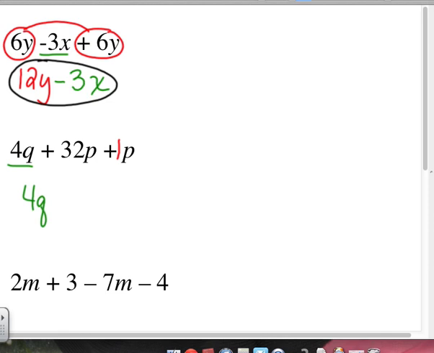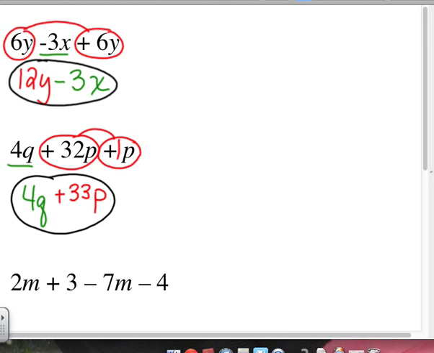Then I move on, and I see I've got a plus 32p and a plus 1 more p, and those guys are like terms. They can be combined. 32 plus 1 makes plus 33p. And p's and q's do not go together because they are not like terms. They do not have the exact same variable.